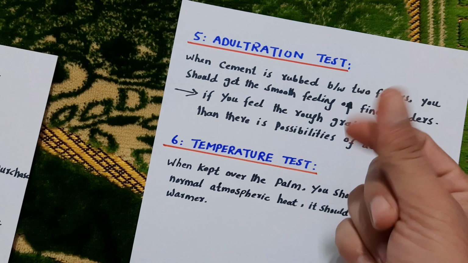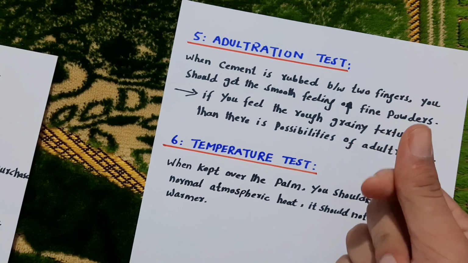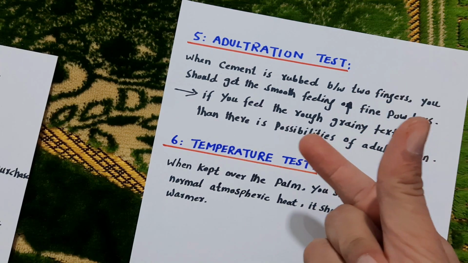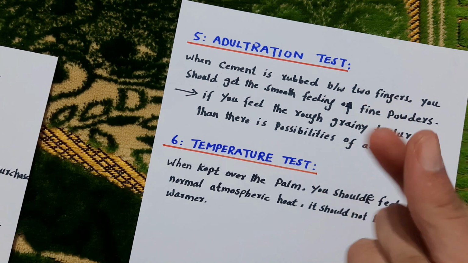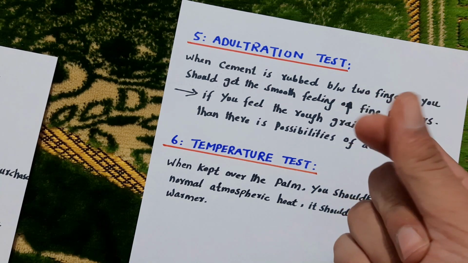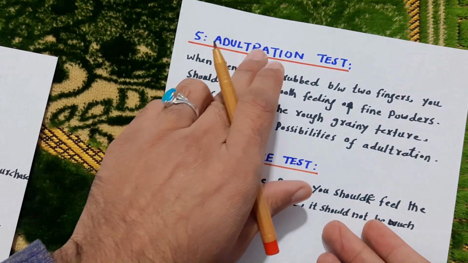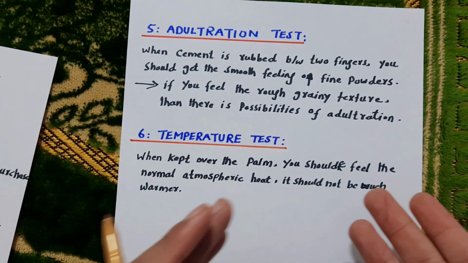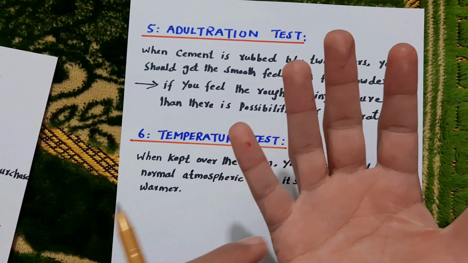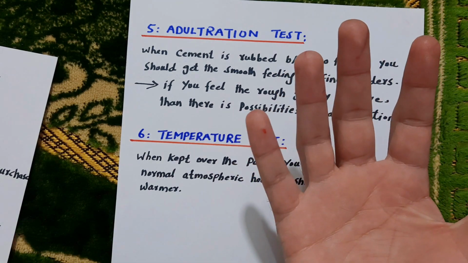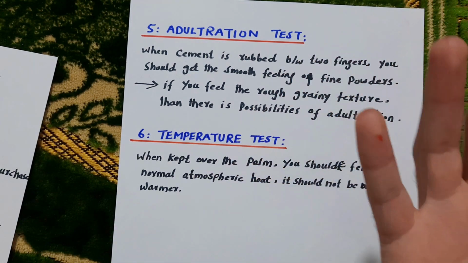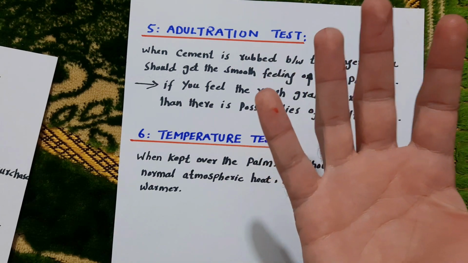Adulteration, as I told you: rub it between two fingers and you will feel a smooth feeling like fine powder. If you feel a rough, grainy texture, then there is the possibility of adulteration. The last one is temperature. When you keep a little quantity of cement on the palm, you will feel the normal atmospheric heat, not much warmer.